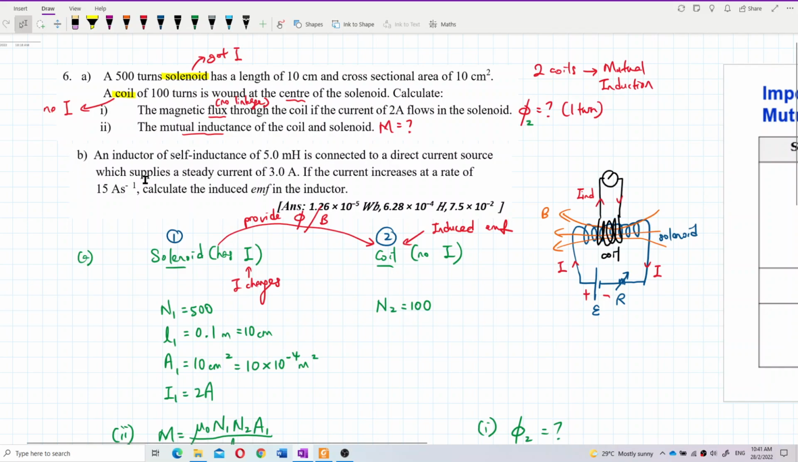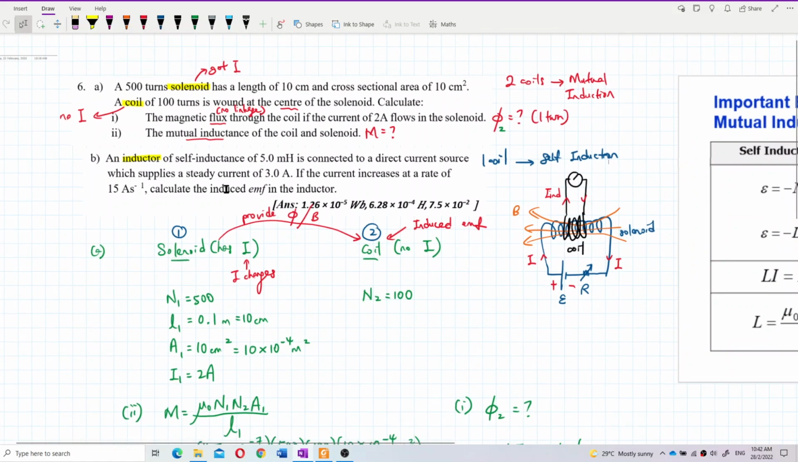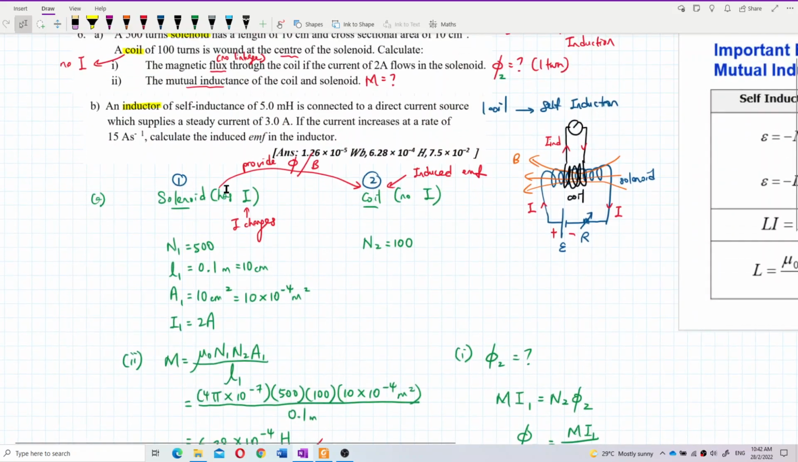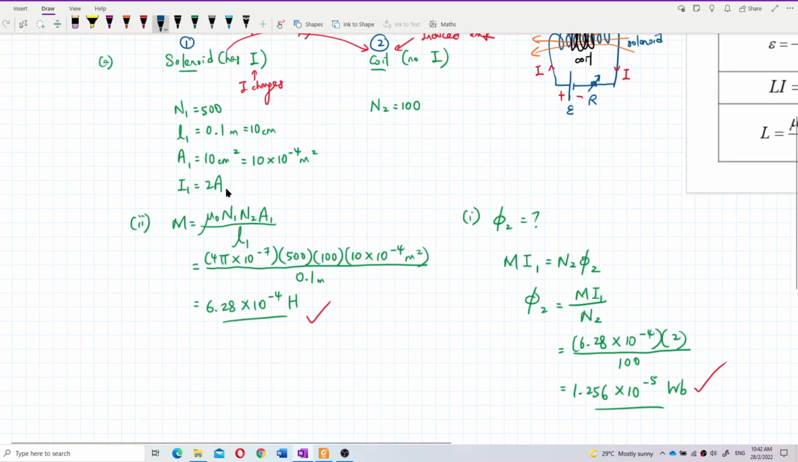So, for B, is this self-induction or mutual induction? How to know? See whether it has only one coil or two coils. This one, he said only one inductor, so this is considered only one coil. So it's considered self-induction. Okay, so let's do question B.